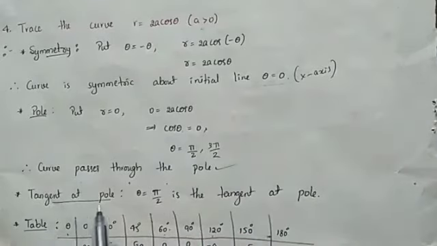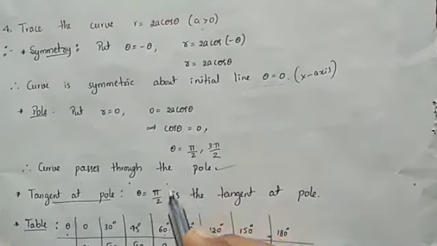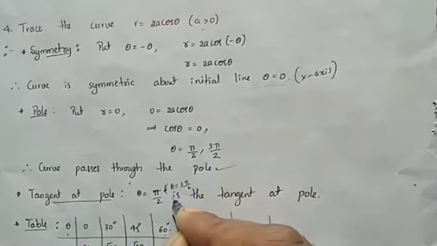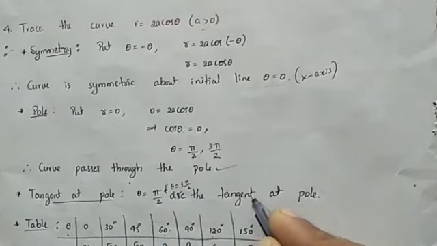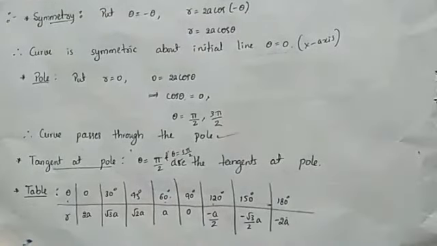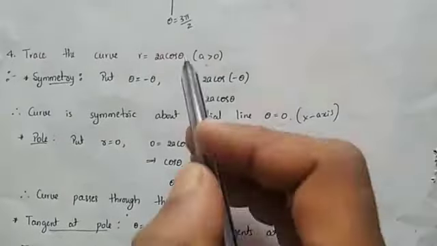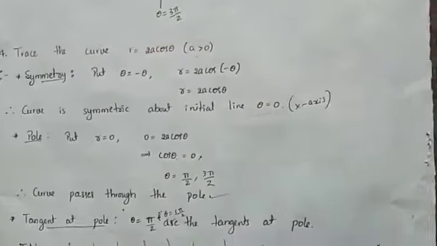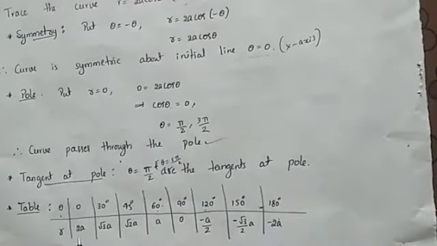The next one is tangents at the pole. Theta is equal to pi by 2 and theta is equal to 3 pi by 2 are the tangents at the pole. The next one is the construction of the table. We put theta is equal to 0, cos 0 value is 1. We get the r value is 2a.